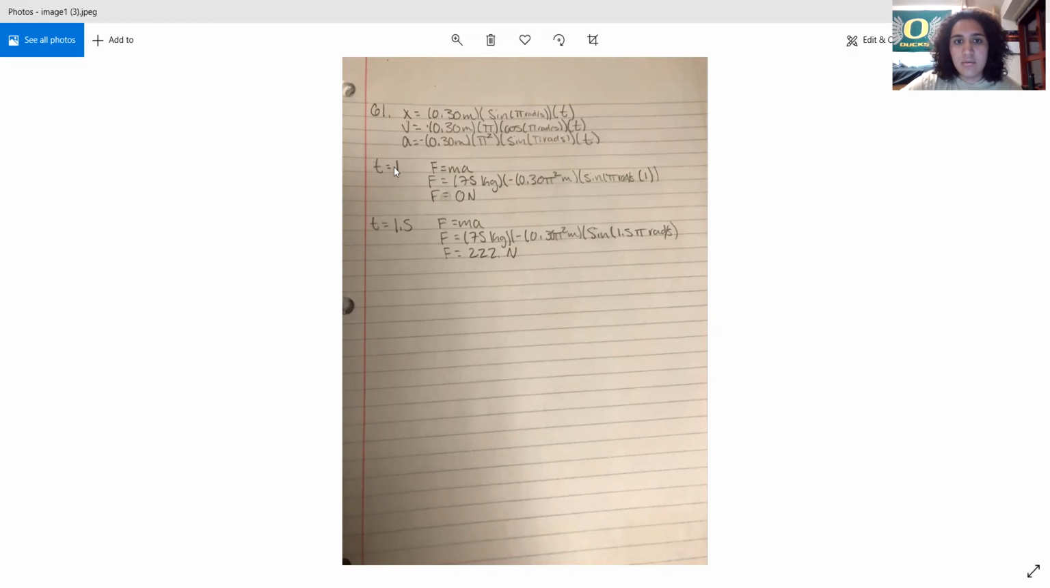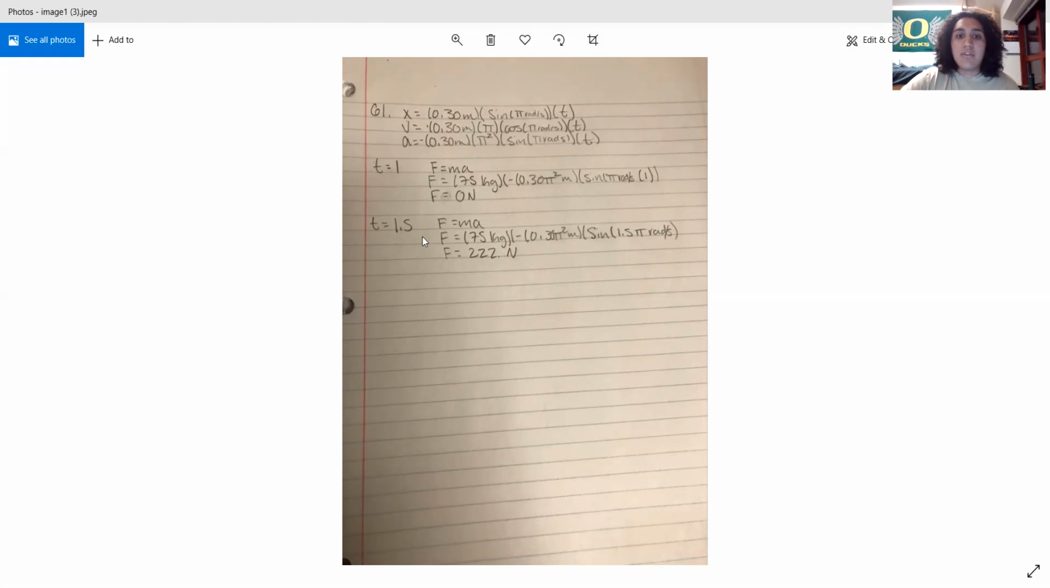So for your 1 second, you're going to be able to plug in 75 kilograms for your mass using the F equals ma equation. And then you have your 0.3 pi squared meters, and then your 1 pi within the sine, which sine of pi is just going to be 0. Whereas if you plug it in your calculator and you're in degree mode, you're going to need to plug in sine of 180 to make sure that you're using the right mode for your calculator. But if you're in radian mode, then leaving it in pi will be okay.